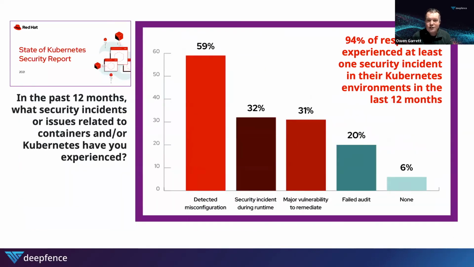When Red Hat surveyed their OpenShift Kubernetes users and asked them what security incidents or issues they have found in production over the last 12 months, 94% of their users were prepared to acknowledge that they had experienced at least one security issue in their Kubernetes environment in the last 12 months.